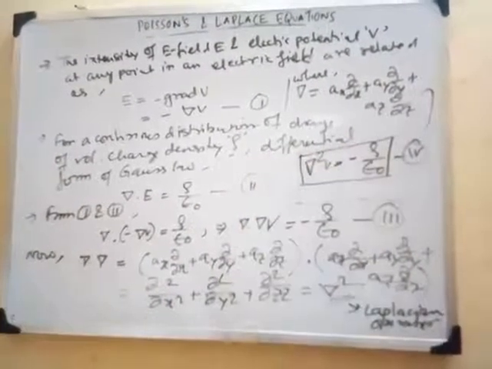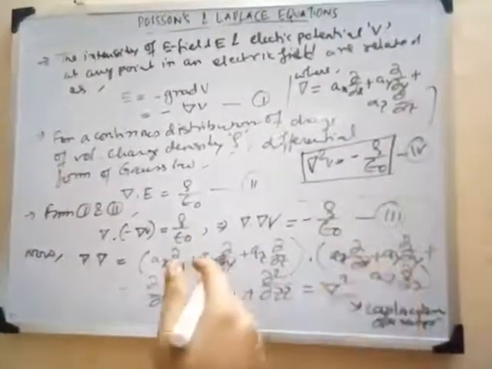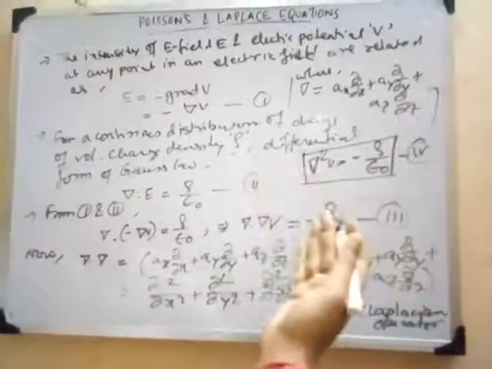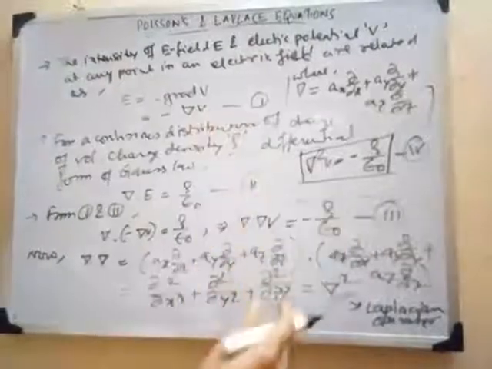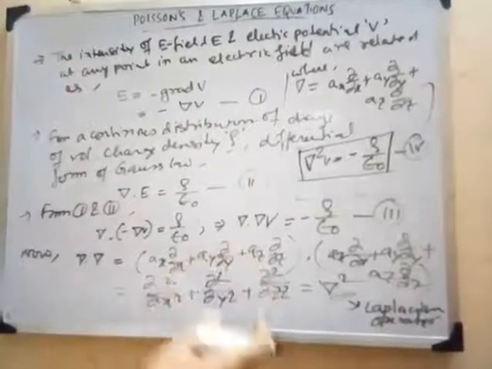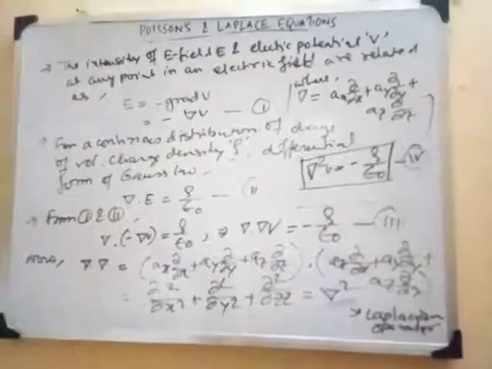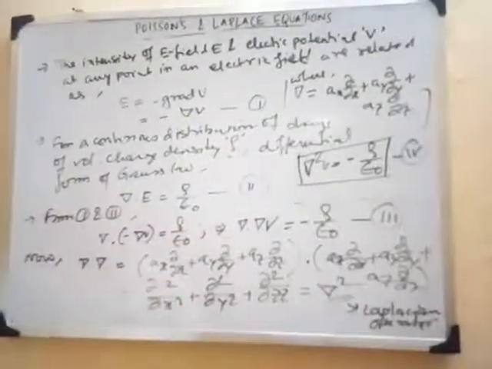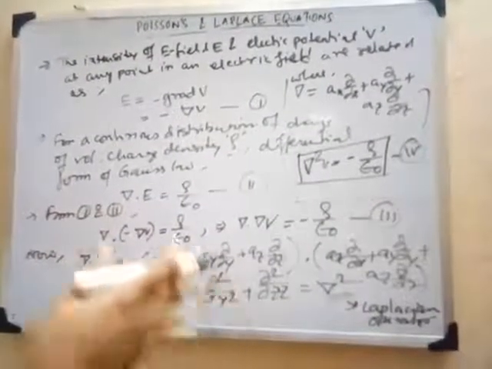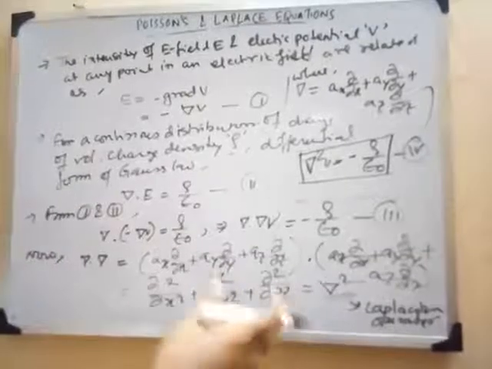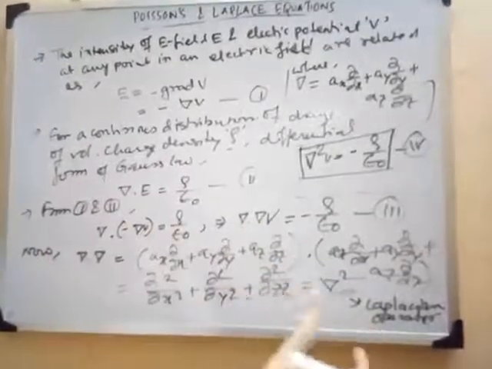What is the significance of the Poisson equation? It relates charge density to the second derivative of potential V, right? I'm repeating again, just try to remember this one. What is the purpose of using this Poisson equation? What is the significance? The significance is that it relates charge density to the second derivative of potential V, right?